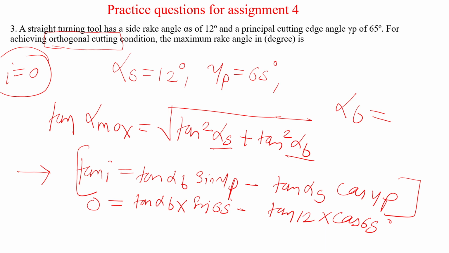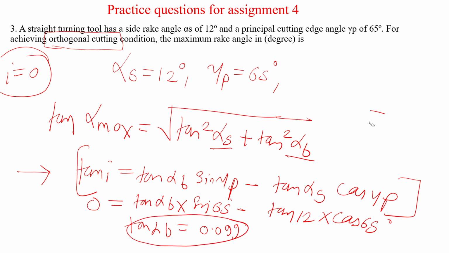Sir, 5.66. 5.66 is the value of alpha b. How much did you get for tan alpha b? Tan alpha b is 0.09911. Okay, 0.099. Yes, sir. So you got tan alpha b like this. So what will be the value of this?